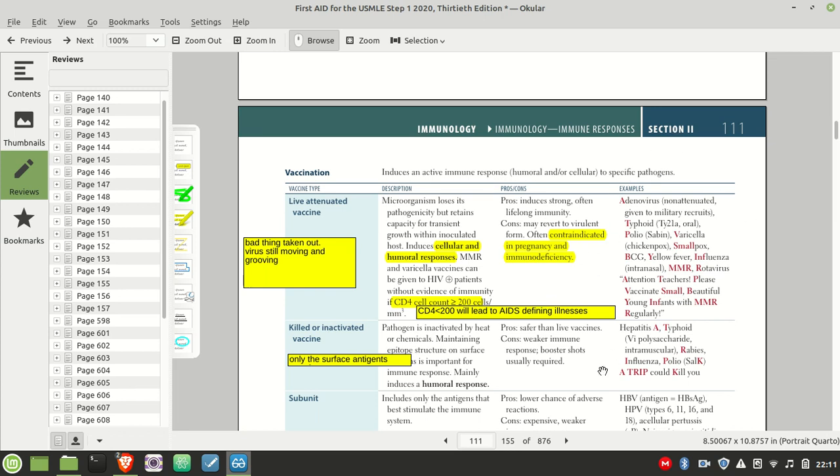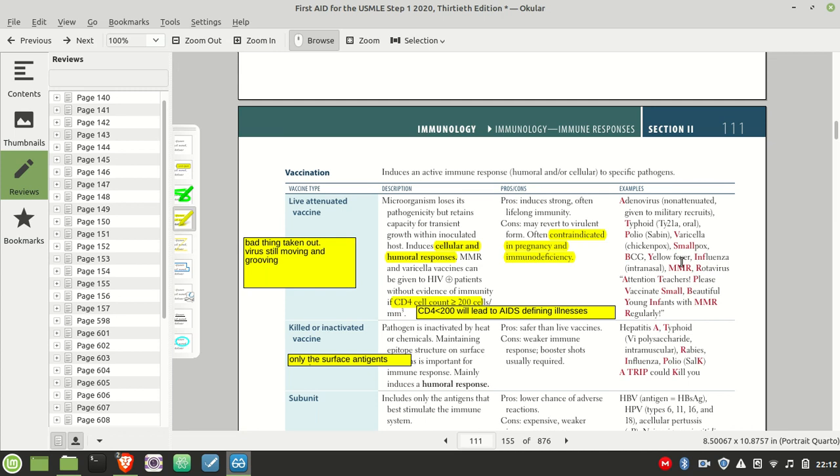Unfortunately, you have to remember all of this. And the reason is that they're going to ask you. A child comes in, 5 years old, has a bunch of spots on their face that look to be in different stages of healing, and then they say, well, what kind of vaccine could have prevented this?